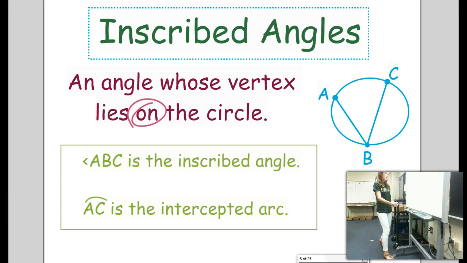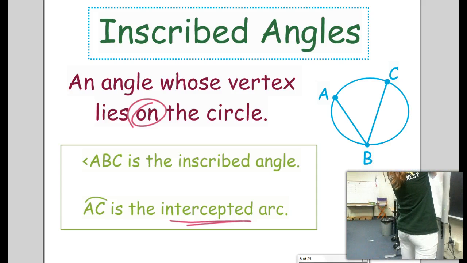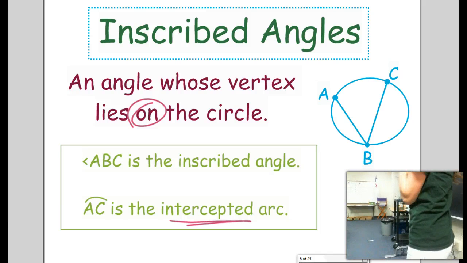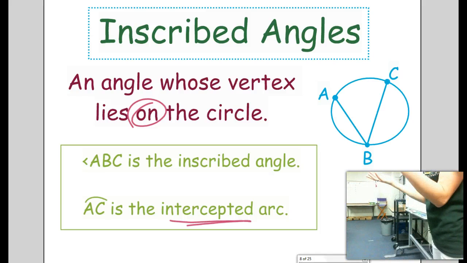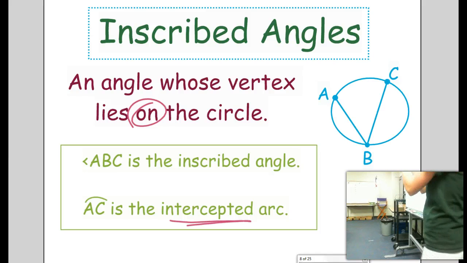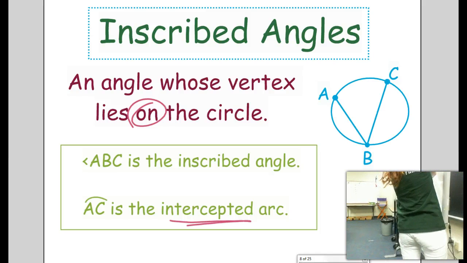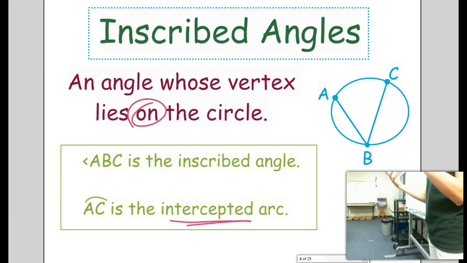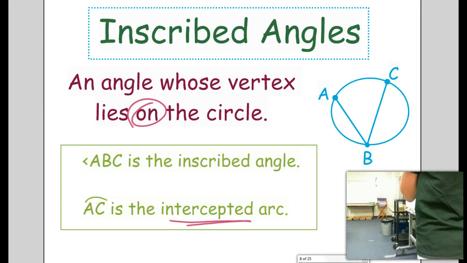Now, I'm going to use this word a lot: intercepted arc. And I'm going to want you to know what I mean. Pretend that that angle is Pac-Man, and it's chomping down. If that angle chomps down, what arc would it eat? What arc would it close in on? So when I say that AC is the intercepted arc, that's what I mean. The arc where if the angle were to close, that's the arc it would close in on. Okay, because that's really important.